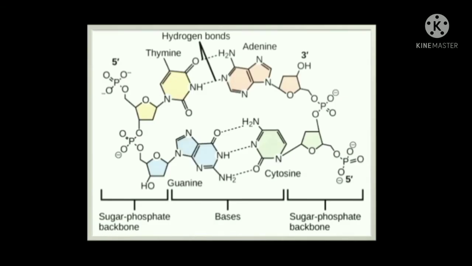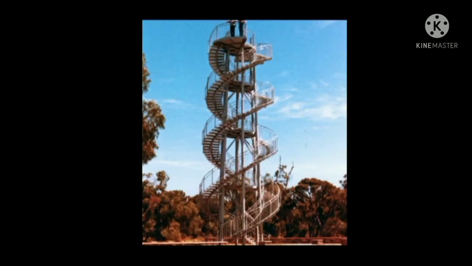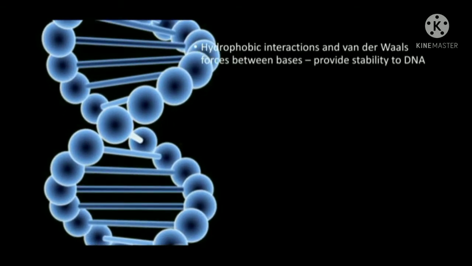Outside, each strand forms a sugar-phosphate backbone, and it has two sets of bases projecting towards the center. The bases are perpendicular to the long axis, so it looks like a spiral staircase. They are stacked on top of one another like a pile of plates. There are hydrophobic interactions and van der Waals forces between the stacked planar bases. It provides stability to the entire DNA molecule.